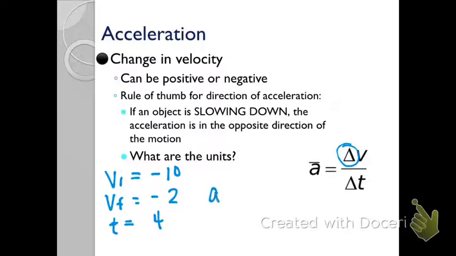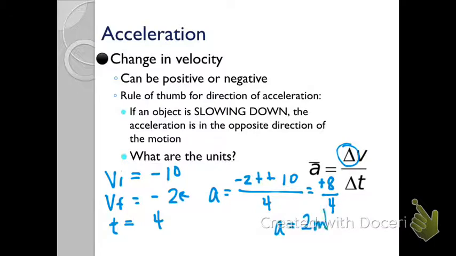So when I go set up my acceleration, I'll go final velocity, negative 2, minus initial velocity over time. All right, so what happens here? When I have a negative, negative, it becomes a plus sign, which means I'm at plus 8 divided by 4, which means my acceleration is 2 meters per second squared. Right, 2 meters per second squared. So my acceleration does come out positive because I'm moving in the negative direction and I'm slowing down.